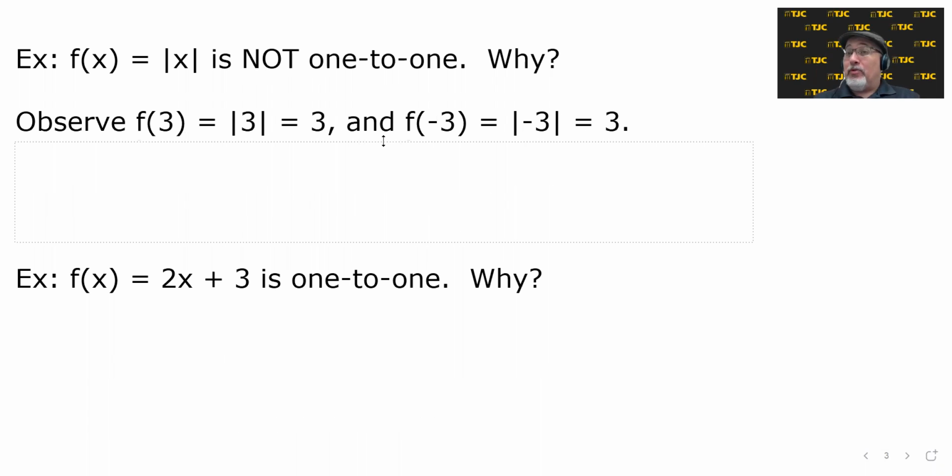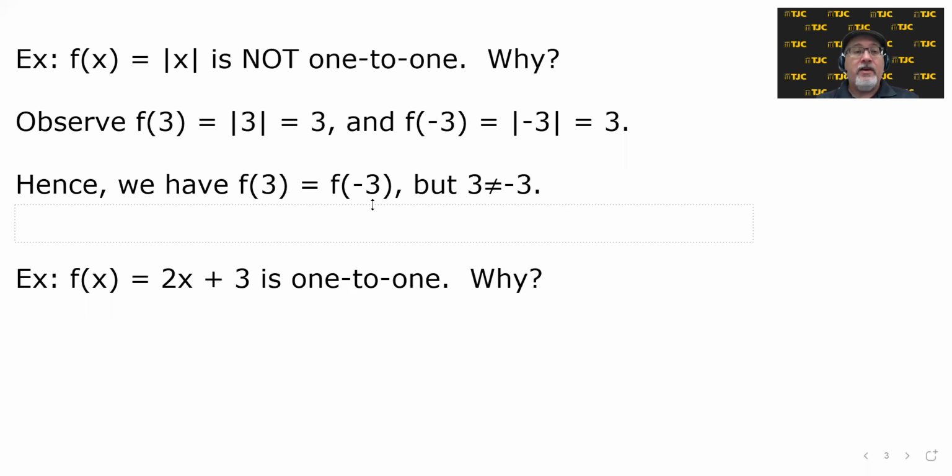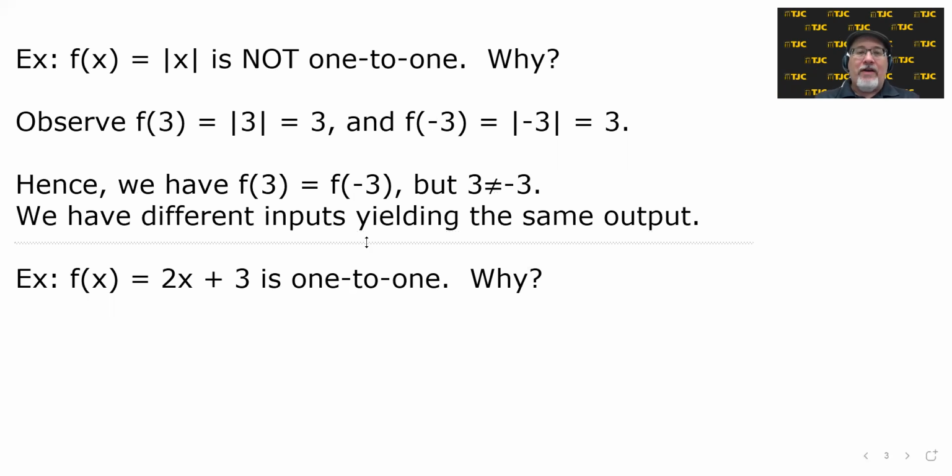Observe that, for example, and I'm just using 3 and -3 as a specific example, f of 3 equals the absolute value of 3, which is 3, and f of -3 equals the absolute value of -3, which is also 3. Hence, we have f of 3 equals f of -3. The outputs came out to be the same, but 3 is not equal to -3. We have different inputs yielding the same output, and that is what violates being one-to-one. If you're one-to-one, different inputs are supposed to produce different outputs. That did not happen here.